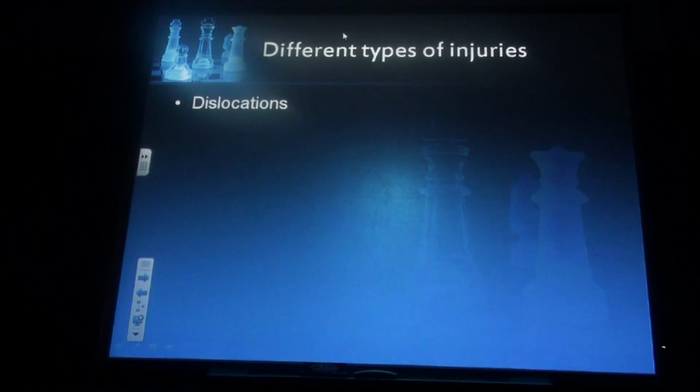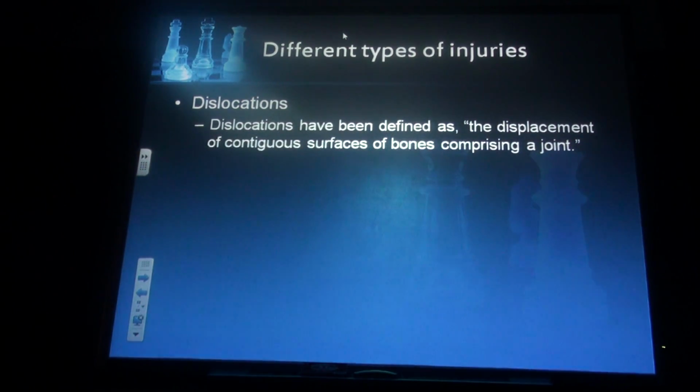Dislocations. Dislocations have been defined as the displacement of a contiguous surface of bones comprising a joint. Basically, that's when the bones of the joint completely separate. So you have a dislocation, comes all the way out of the joint.